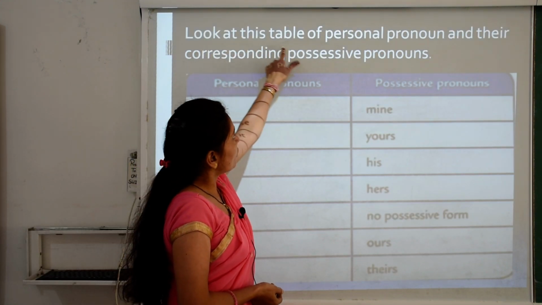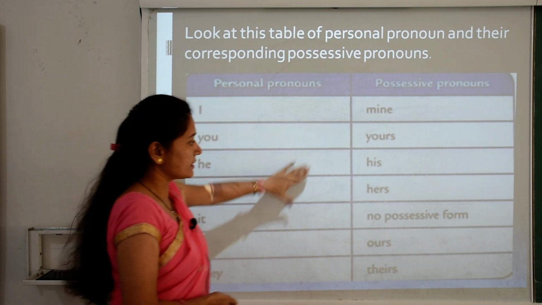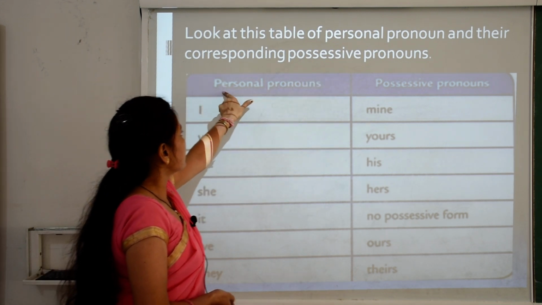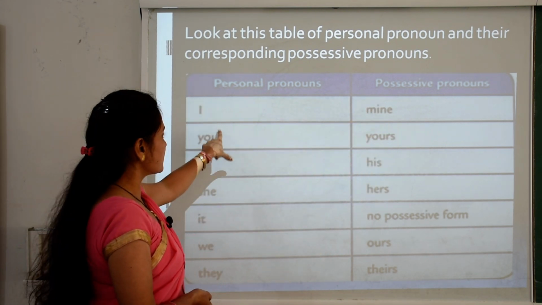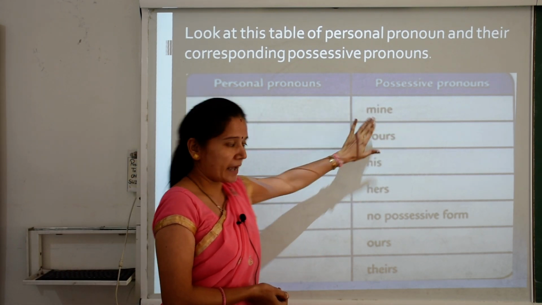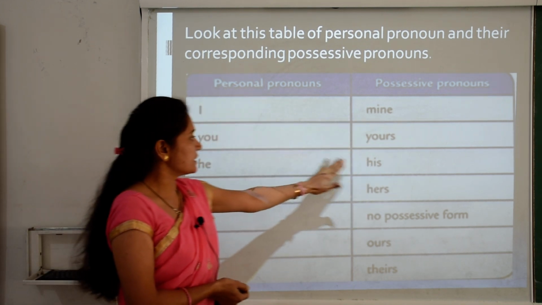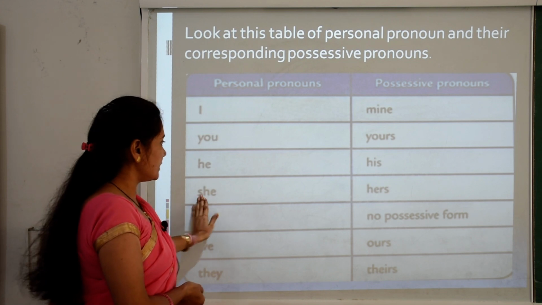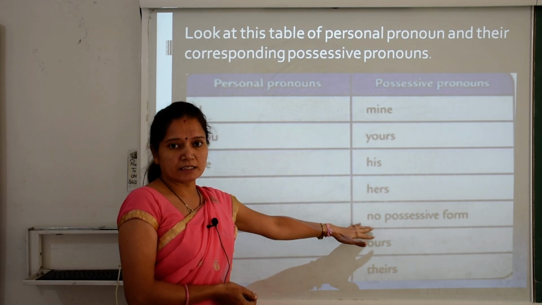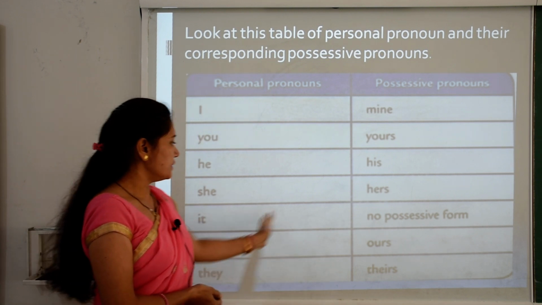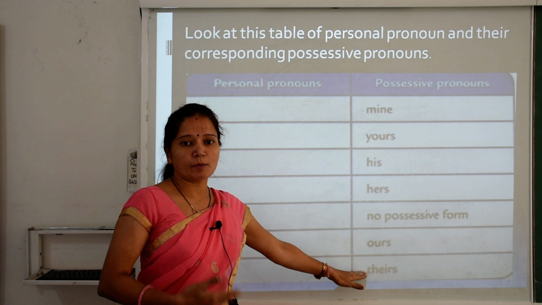Look at this table of personal pronouns and their corresponding possessive pronouns. I is a personal pronoun and its possessive is mine. You, its possessive is yours. He, its possessive pronoun is his. She, its possessive pronoun is hers. It has no possessive form. We, its possessive form is ours, and they, its possessive form is theirs.